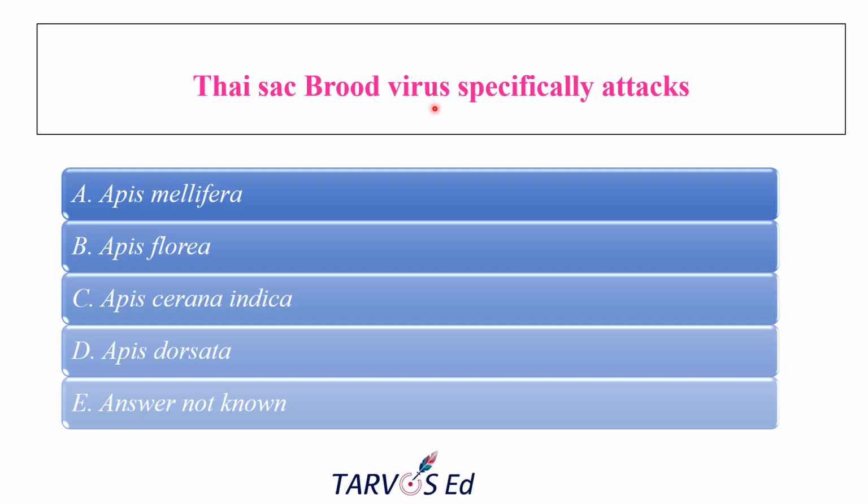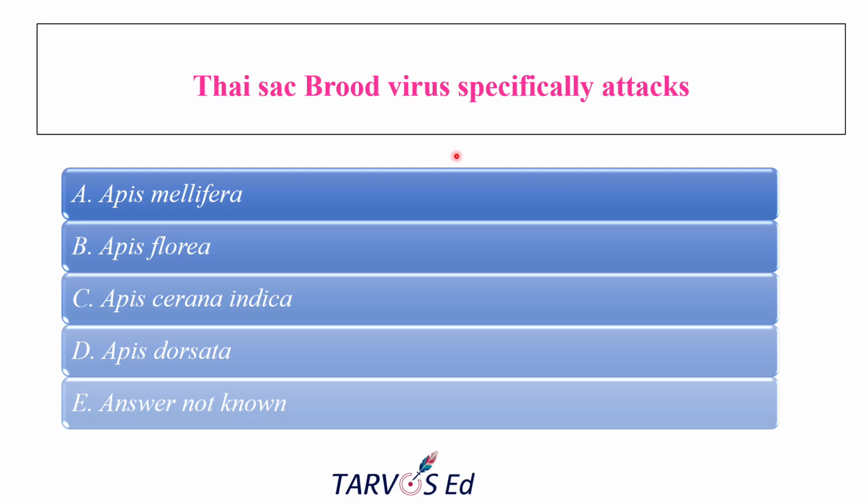So this is a particular virus. It is a picorna-like virus that causes the sac brood disease in honeybee brood. What happens if the bee larva is infected with this particular virus is that those larvae will fail to become a pupa. The body will completely be filled with a fluid and they die in the sac-like stage. So that's where the name sac comes from.